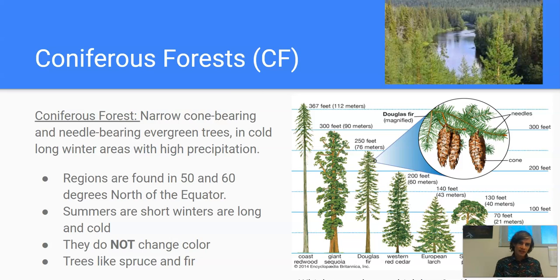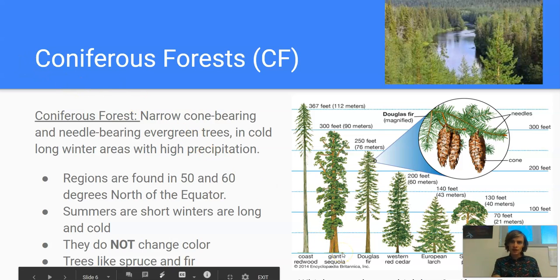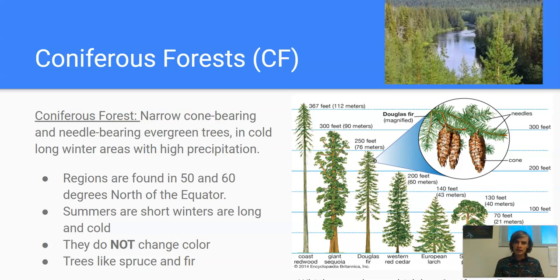They often find coniferous forests in cold areas that have long winters and high precipitation. Some of the biggest trees in the world, like the redwoods in California and the giant sequoias, are found in coniferous forests. We have coniferous forests in Colorado as well. If you go up into the mountains, you'll see a lot of coniferous forests. They're also across Canada, and a lot of Alaska as well.